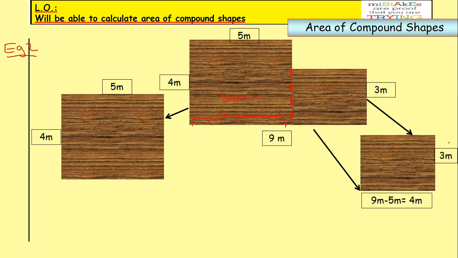So now I can work out the area of this rectangle, which is 4 meters times 3 meters, which gives me 12 meters squared. And let's give a go for the second one. The second one is length times width. 5 meters times 4 meters gives me 20 meters squared. And what I have to do after, I'm sure you already worked out, is add those two areas together to give the area of my compound shape, which gives us 32 meters squared.